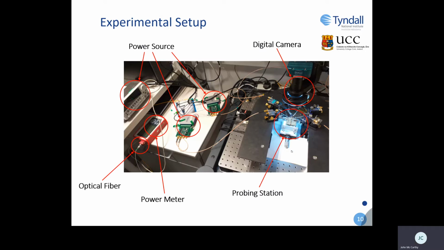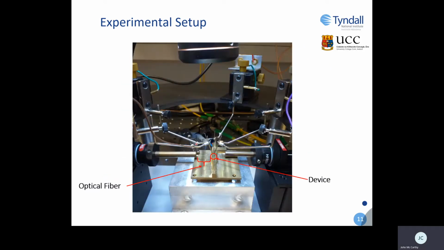So let's look at this experimentally. Here's an image of a typical experimental setup we have in our group. The device itself is placed on the probing station and is viewed through the digital camera. The power sources supply the current, and the optical fiber measures the output of the device. The power of the device is measured using the power meter. Here's a close-up of the probing station itself. The device is placed on the chuck, and you can see the optical fiber to the left.